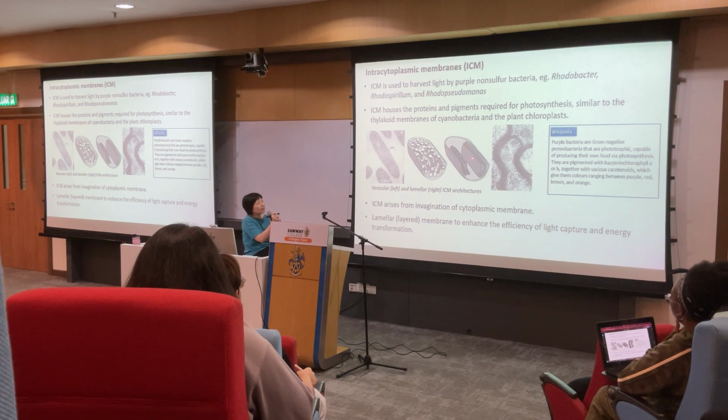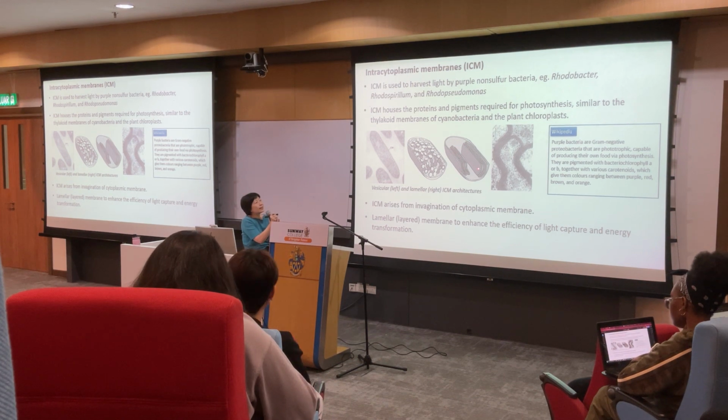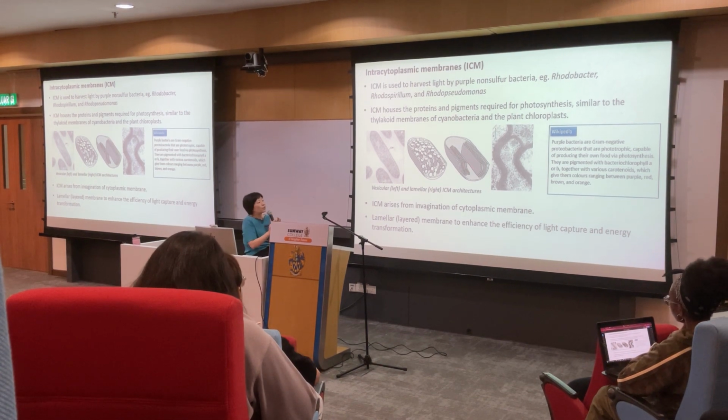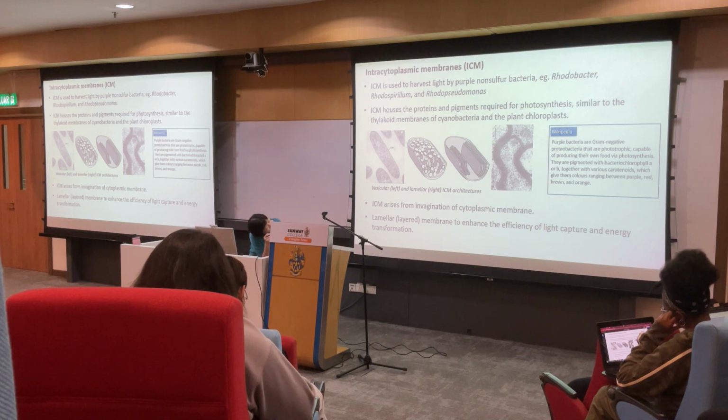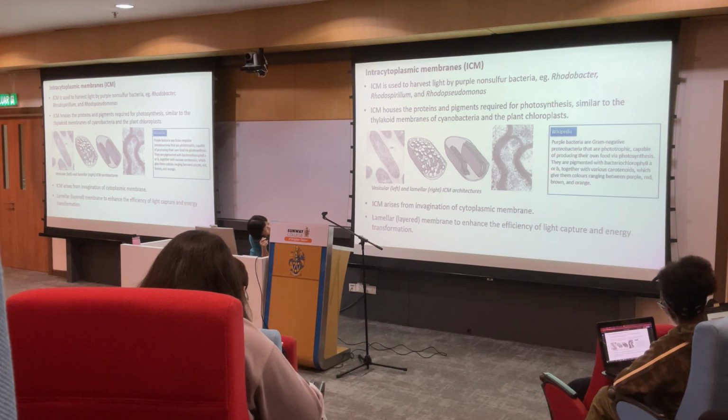And they just invaginate into the cytoplasm, growing layer after layer. Why do they need layer after layer? Because of the photosynthesis. In this ICM, they contain the chlorophyll. I think this is from Wikipedia, and they have the chlorophyll.